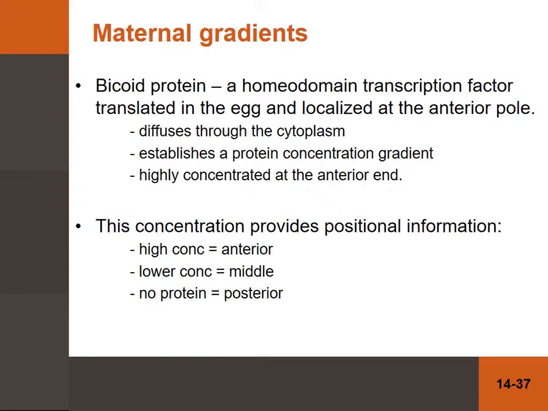So the bicoid protein diffuses through the cytoplasm, thereby establishing a protein concentration gradient. It remains highly concentrated at the anterior end, and this concentration gradient of the protein provides the positional information. High concentration indicates the anterior part of the embryo. A low concentration of the protein indicates the middle of the embryo. No protein at all indicates the posterior region of the embryo.